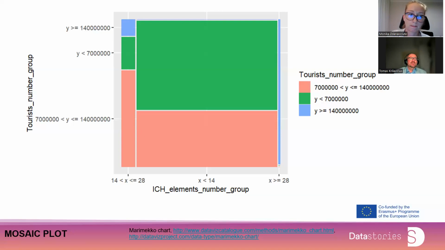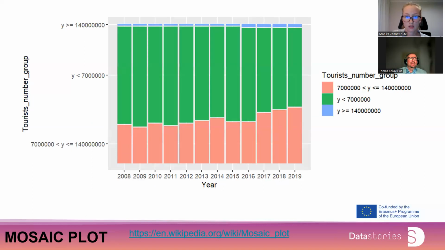Okay, thank you, Monika. And basically what you can see, we already look at a higher number of dimensions here. Of course, this mosaic plot, or sometimes it's called a Marimekko chart, already needs some understanding of how this visualization works, and it needs some additional explanations on how to comprehend it. And one more example of a mosaic plot.